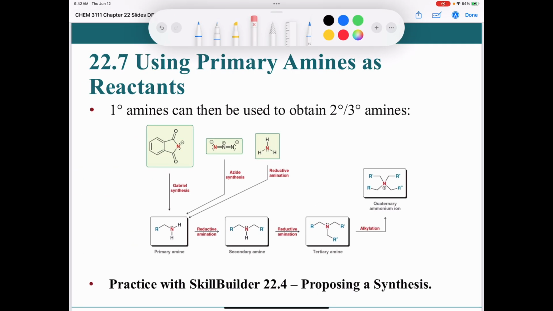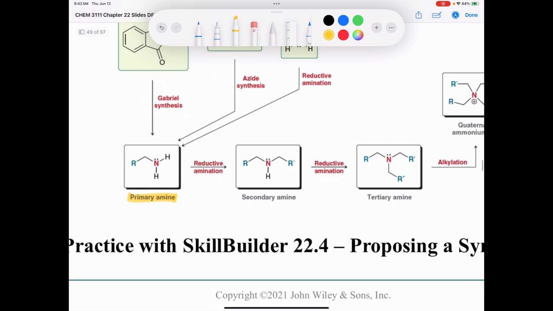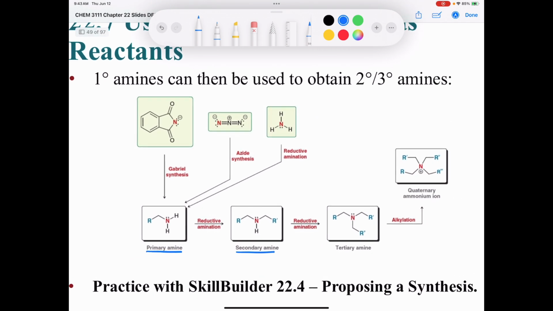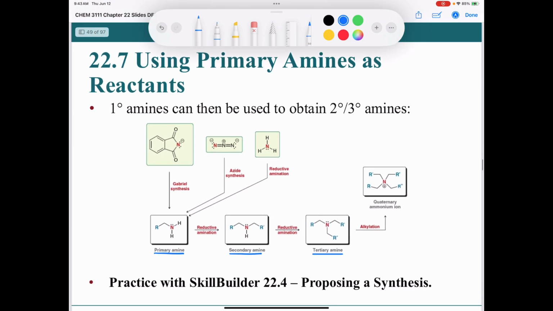And what's nice about being able to make a primary amine is that you can now use that to make a secondary amine or a tertiary amine. And the best way to do that is to use reductive amination, okay? And sometimes students will say, well, why do I have to do a reductive amination here? Why can't I just do alkylation to go from the primary to secondary amine? And the reason why is you would get polyalkylation if you did that. So the take-home message is once you've made that primary amine, if you want to make a secondary amine or a tertiary amine, the best way to do that is using reductive amination, and then we could do an alkylation to make a quaternary ammonium ion.